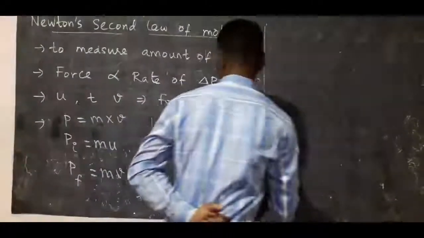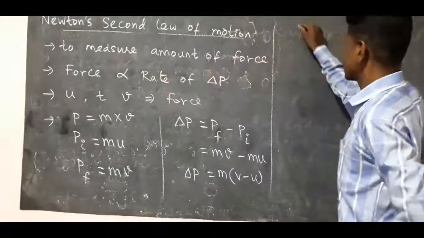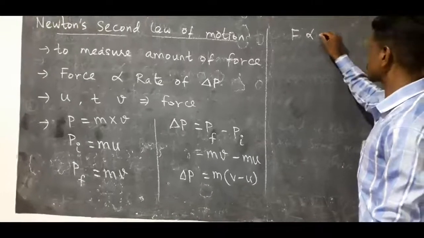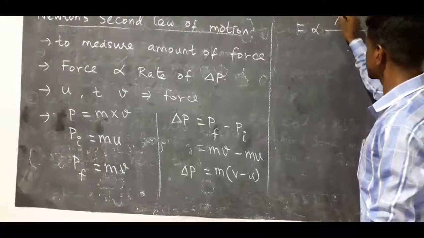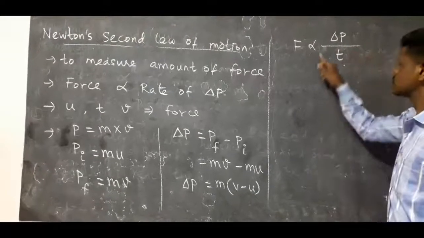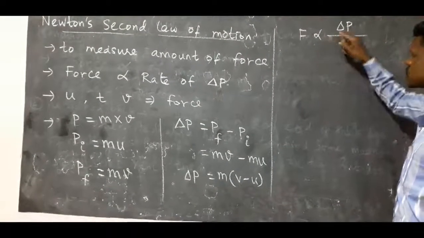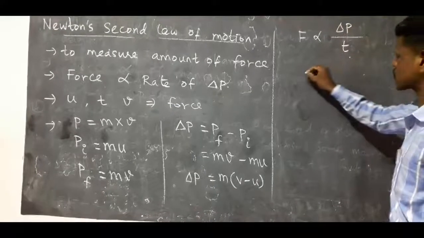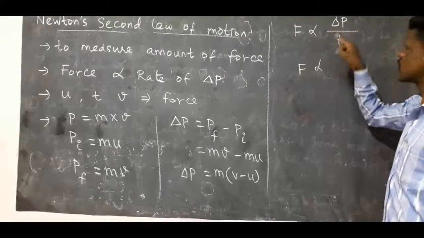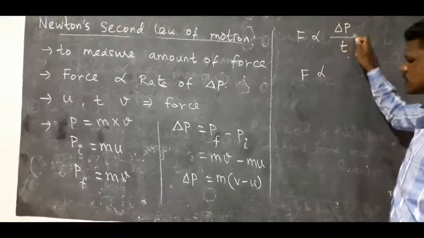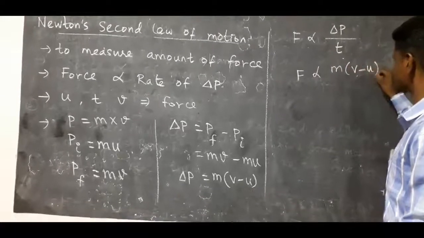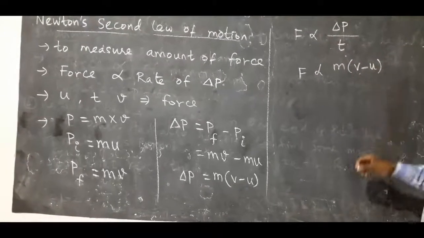So here we have written this. Force is directly proportional to the rate of change of momentum. How do we write this? Change in momentum divided by time, the rate of change of momentum. Here we substitute delta p, the change in momentum. What is the change in momentum? m into (v minus u), final velocity minus initial velocity.